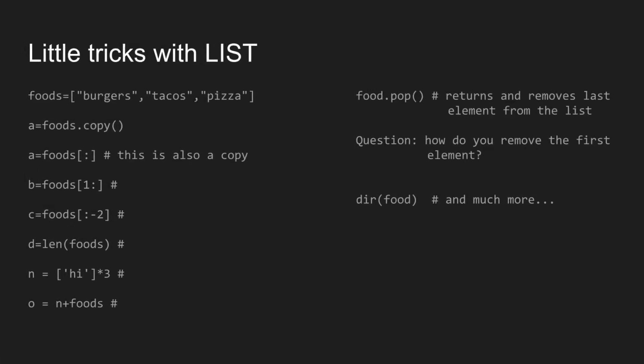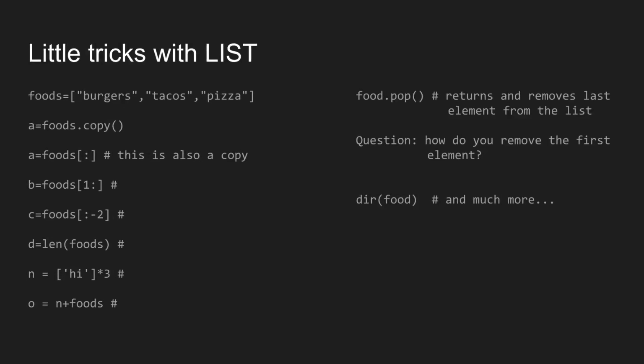All right. The other thing, little tricks. These are pretty good. This is a pretty good list of things to do with a list. So if we have a list, say my favorite foods: burgers, hot dogs, and tacos. Junk.